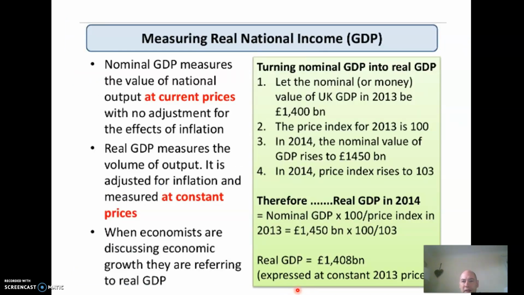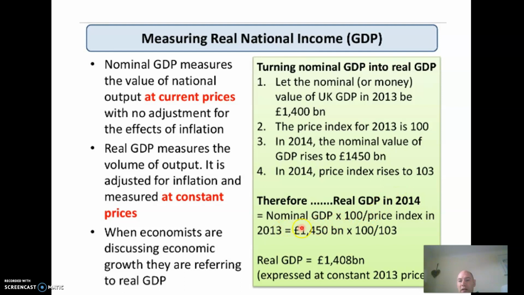Okay, pushing on, just in terms of turning nominal GDP, so that's an increase in actual numbers without taking inflation into account. If we take an example here, let's say it was 14,000 billion in 2013. Okay, in terms of a price index, if that's our starting year, that would be 100. In 2014, if the nominal value of GDP goes up from 1,400 billion to 1,450 billion, and the price index increases to 103, what has actually happened?